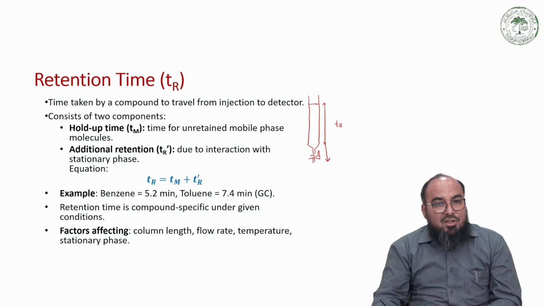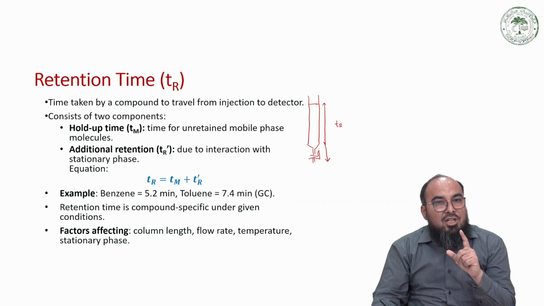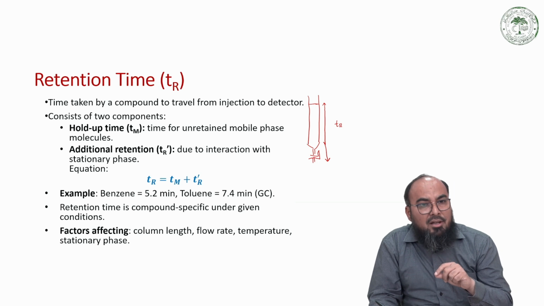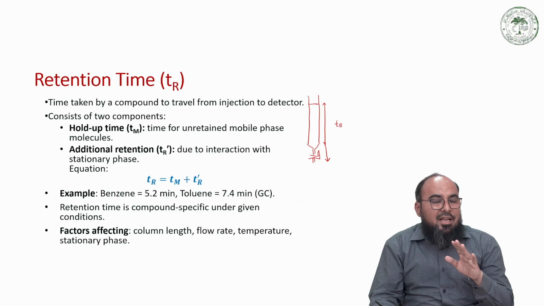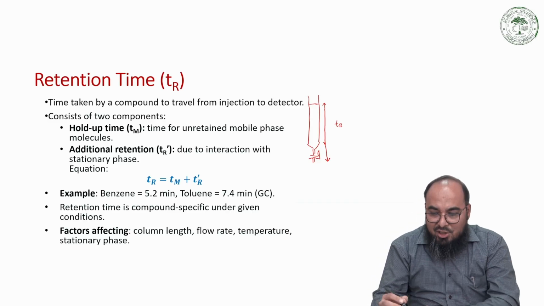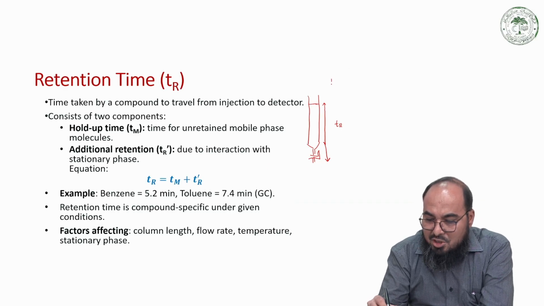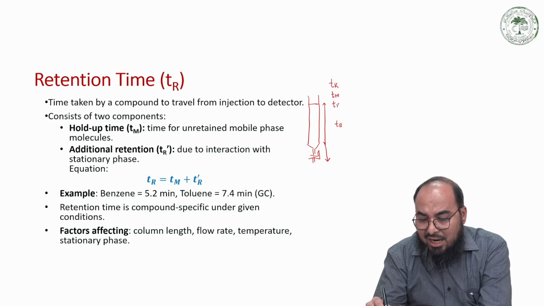So we have three things. Number one is the TR, that tells you about the retention time taken by the solute in the mobile phase to reach up to the detector. And then the second time is the void time, and the third one is the time taken by the interaction of the solute particles with the stationary phase. So we have three things: TR, we have TM, and we have TR dash.